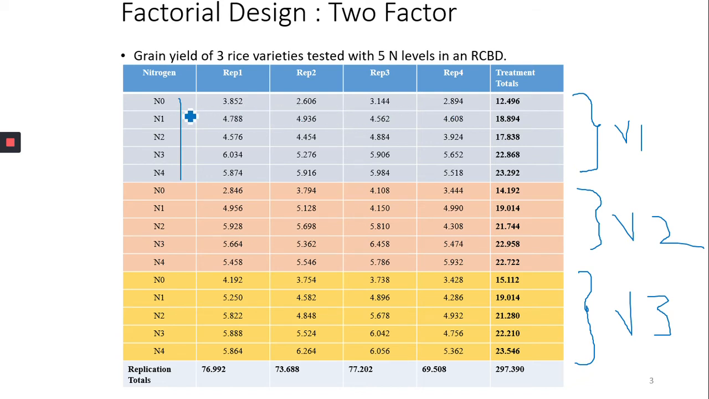Why we are laying the data this way is to enable us to get the treatment totals, because for each combination, across the replicates, we need the total. And of course, we have the replication totals here below.